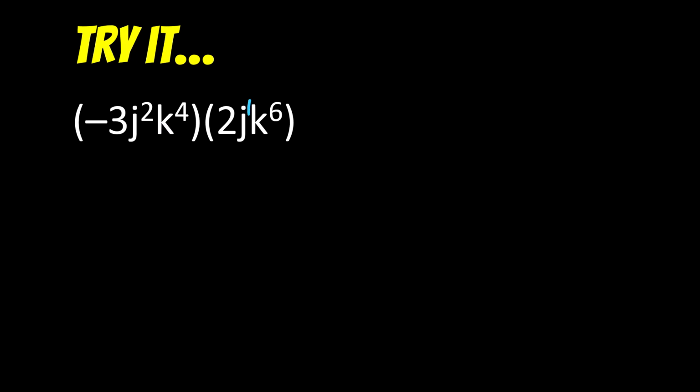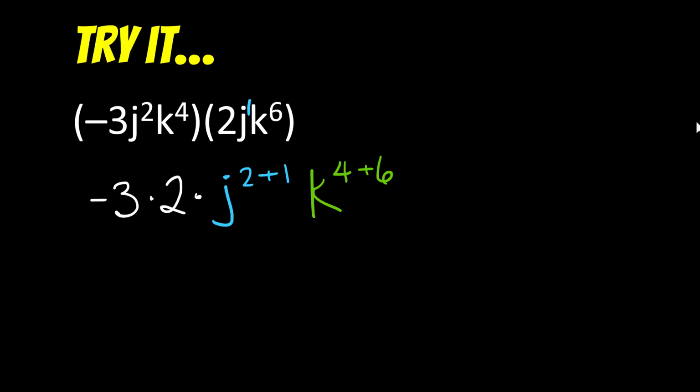All right, here we go. Let's put the little 1 on that j because it's the only standalone in here. So we have negative 3 times 2, because there's a negative 3 here and a 2 there. We have j squared here and a j to the 1 there, so that's j to the 2 plus 1. We have a k to the 4th power, k to the 6th power, so that is k to the 4 plus 6. Now I just need to simplify this a little bit. Negative 3 times 2 is negative 6. j to the 3rd and k to the 10th.